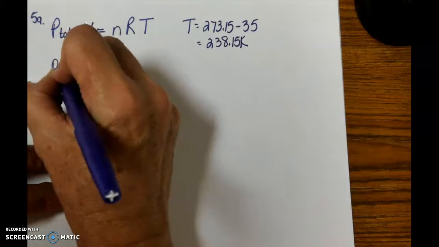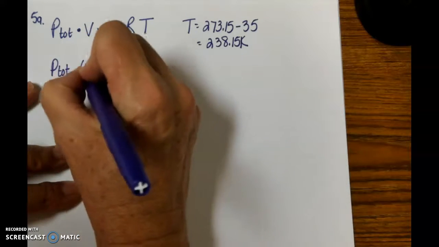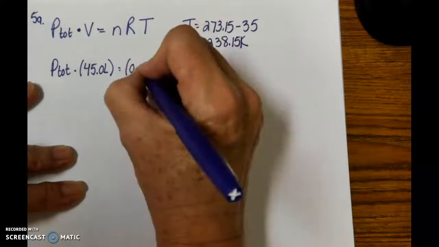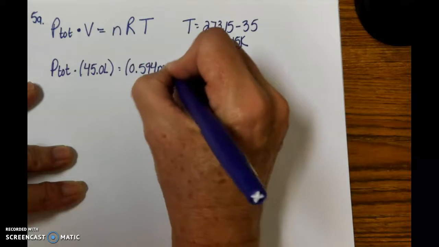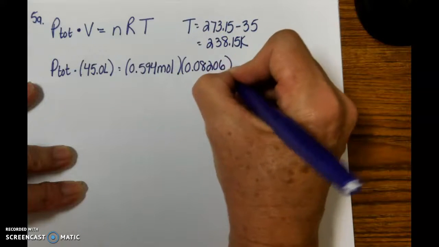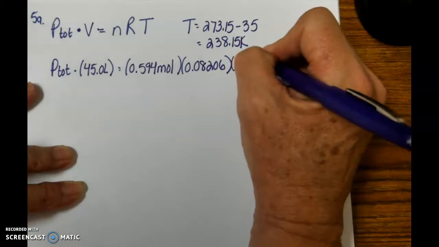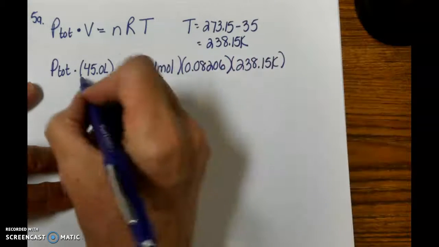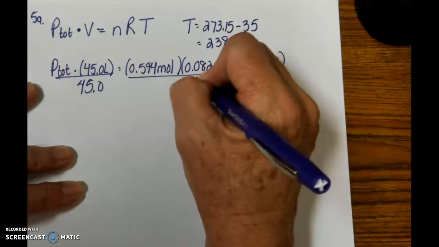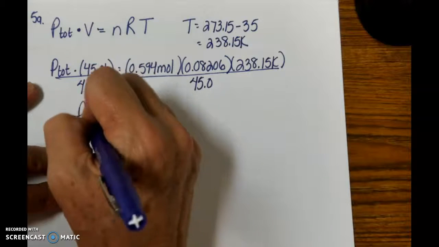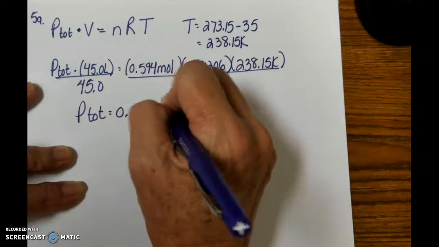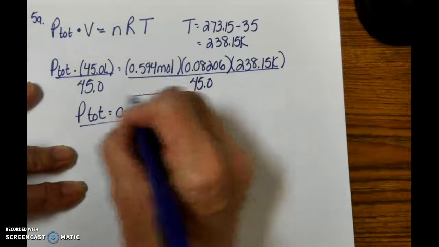So I'm just going to plug it all in, right? This is going to be 45.0 liters. This is going to be 0.594 moles of the total gas. I'm going to use 0.08206 for R and 238.15 K for the temperature. I'm going to divide both sides by 45, right? And that means P total is equal to 0.258 atmospheres. That's my total.